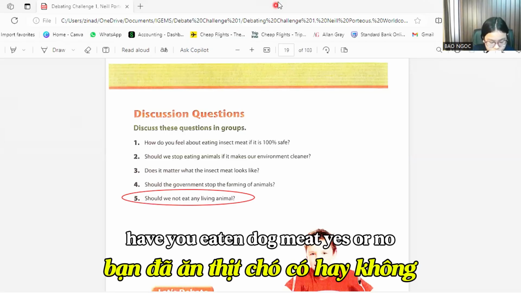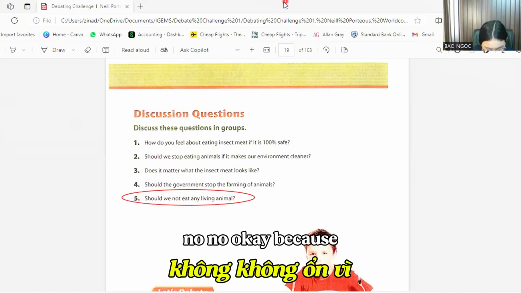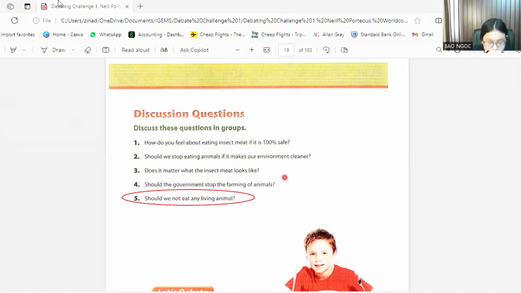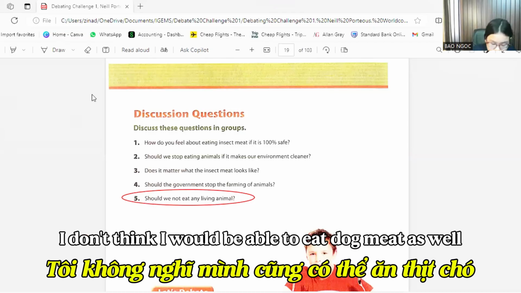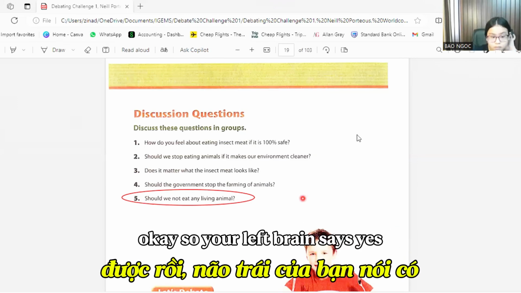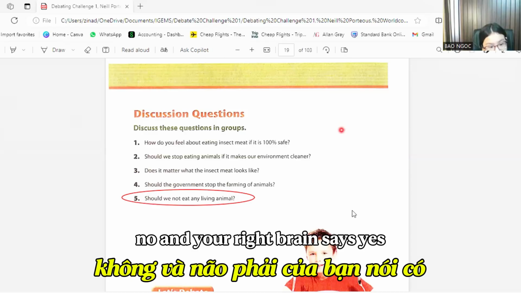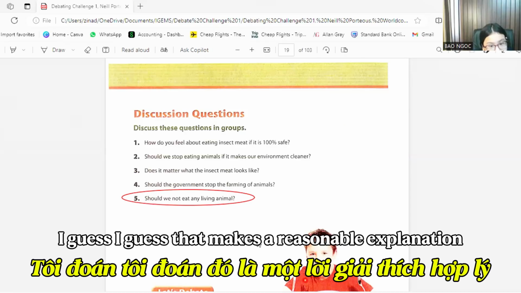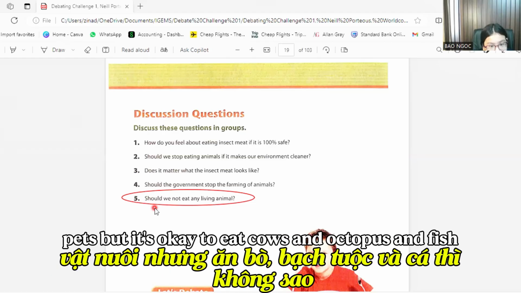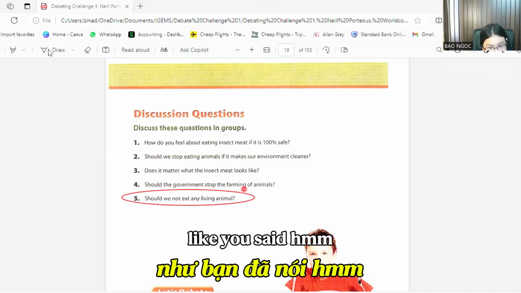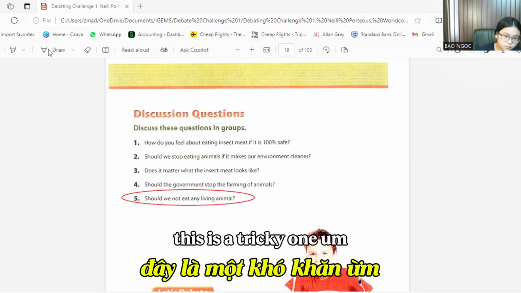Have you eaten dog meat? Yes or no? No. Because hearing that is too gross. Yes, I agree with that. I don't think I would be able to eat dog meat either. Okay, so your left brain says yes and your right brain says no. I guess that makes a reasonable explanation. You can't eat a cat and dog and all of those pets, but it's okay to eat cows and octopus and fish, like you said. This is a tricky one.